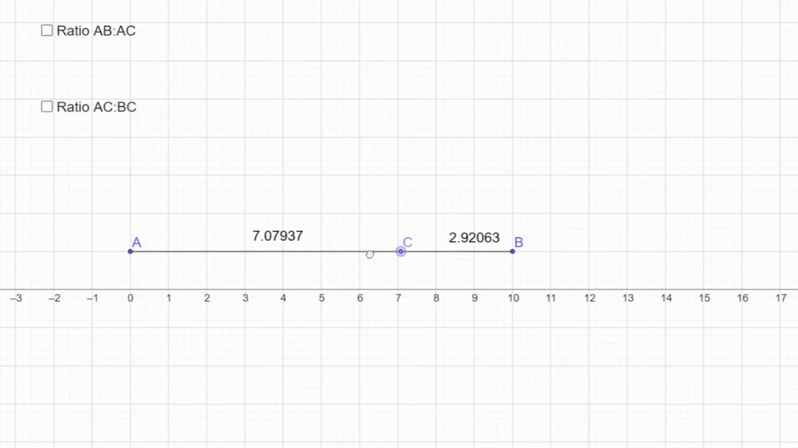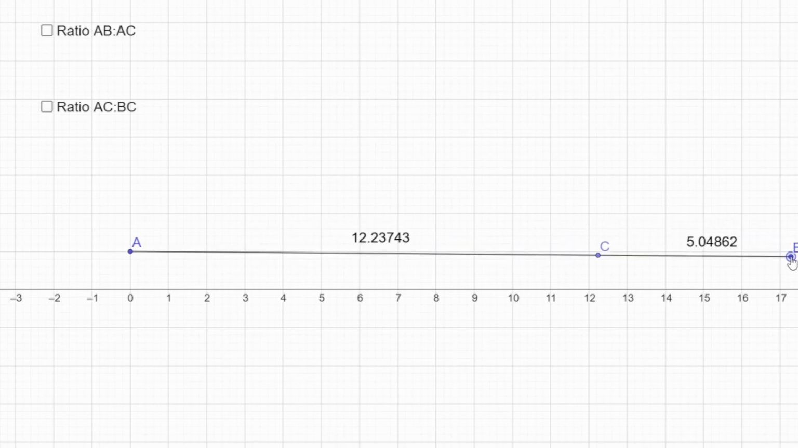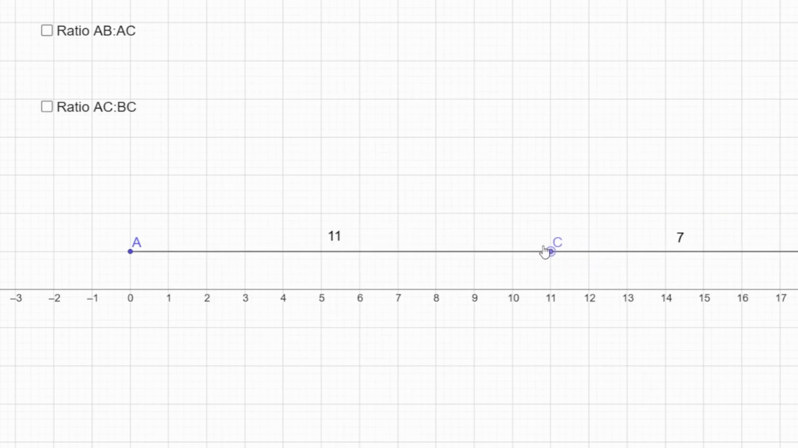And I can move my line around, I can stretch my line, okay, but what I'm interested in is the ratio of the whole length AB to the longer length AC, in this case, and the ratio of the length AC, the longer length, to the short length, BC. So we can actually calculate those ratios.